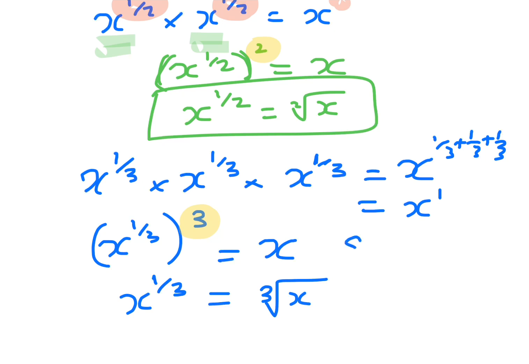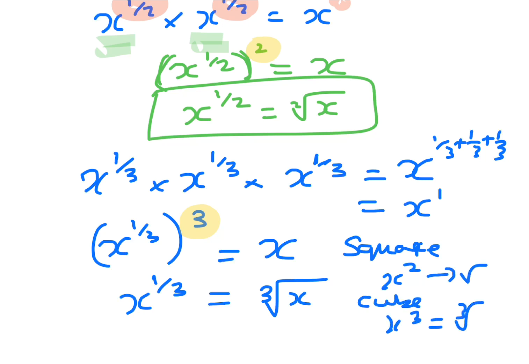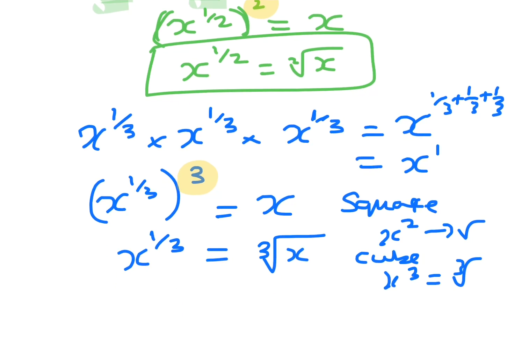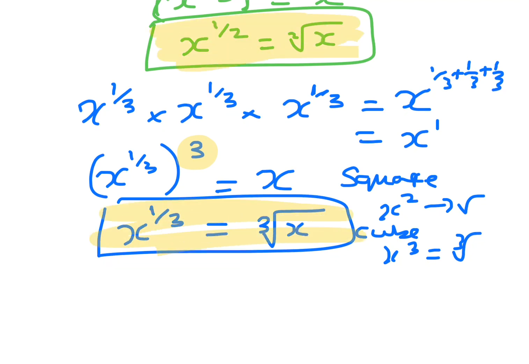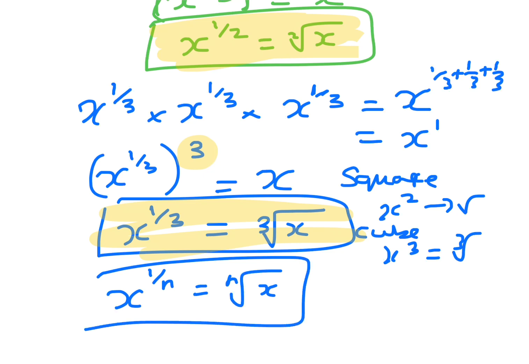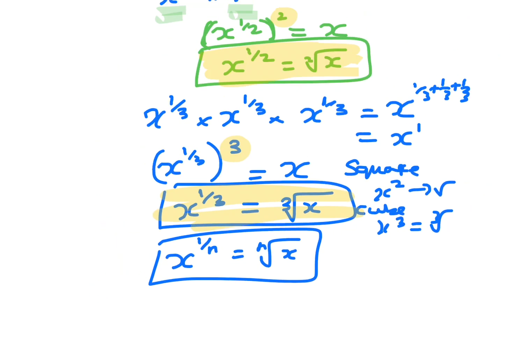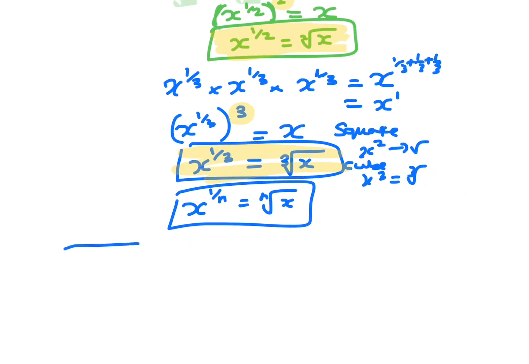The opposite to a square is a square root. If you have a cube, the opposite to a cube is a cube root. If you have a fourth, the opposite is a fourth root. So you can see in both of these there is a common rule here. So therefore you can just go x to the power of 1 on n will be the nth root of x to the n.